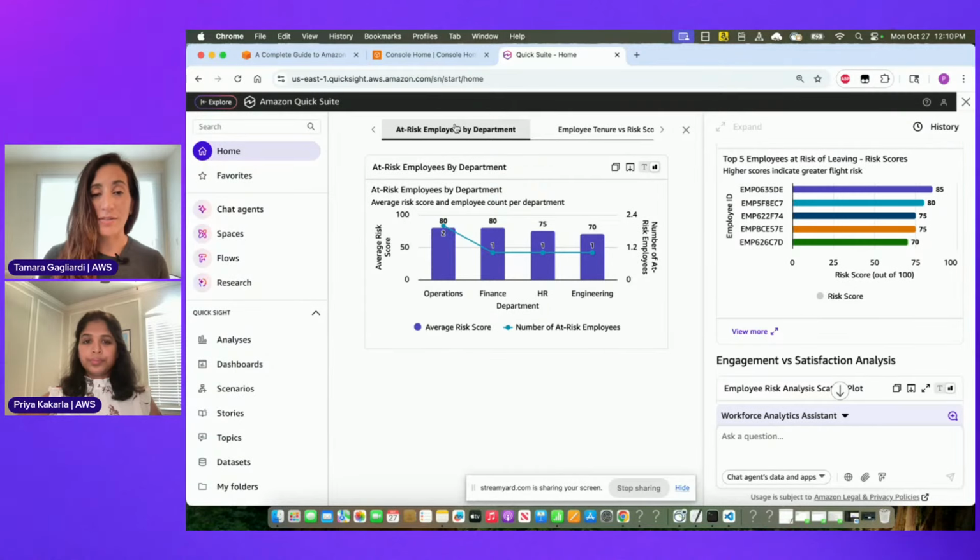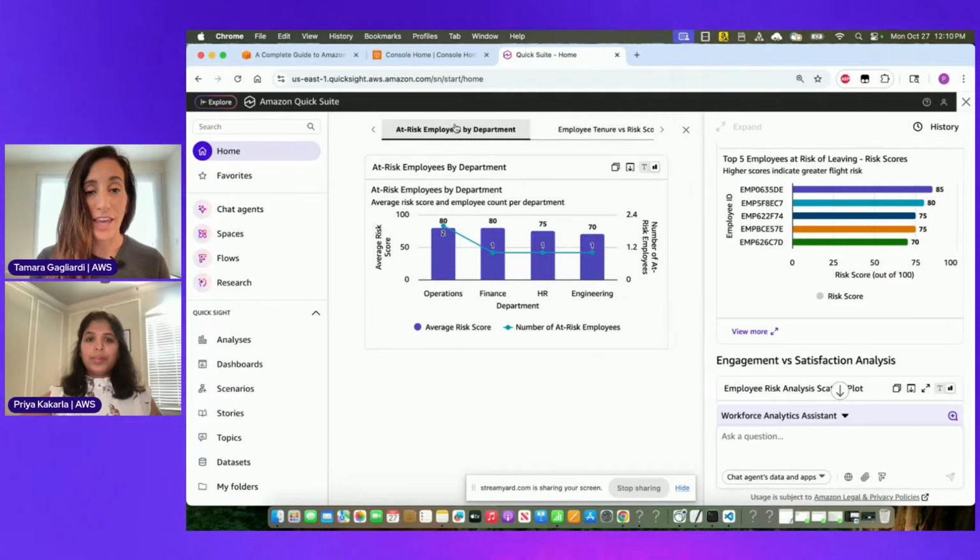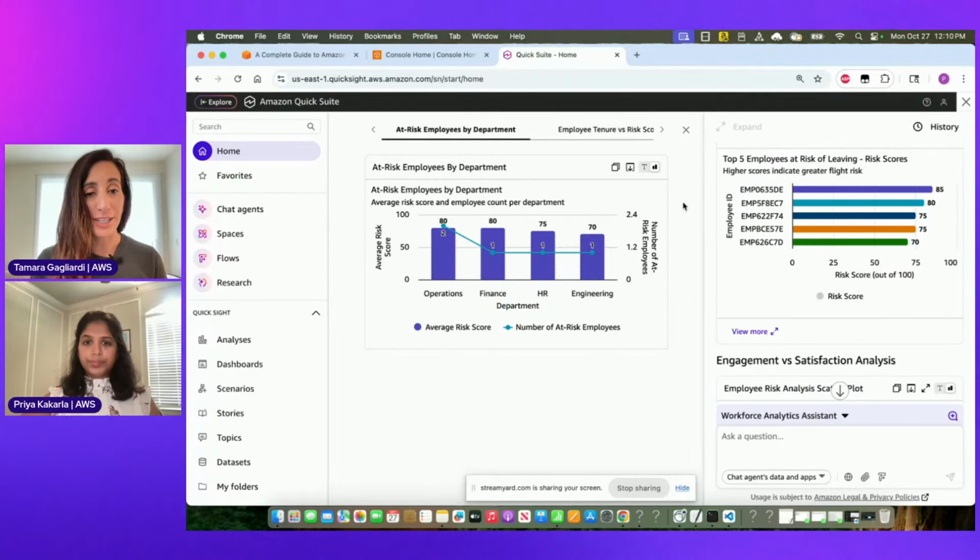Excellent. Thank you for that, Priya. Yes, we can't emphasize enough, that's a question that always comes up. How do I ensure that the data is only accessible to those that should be having access to that data, especially in a scenario like this, like you're showing right now, sensitive information on human resources.